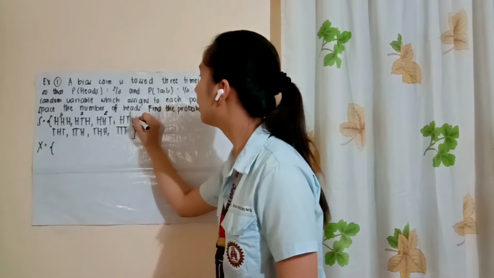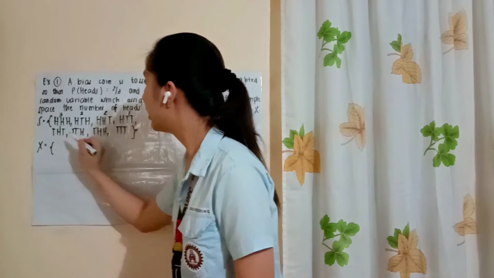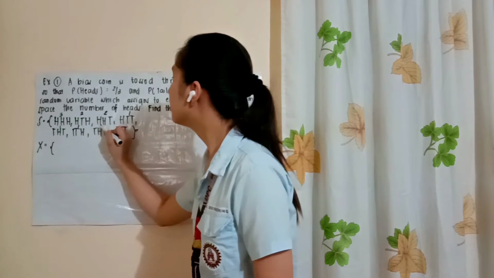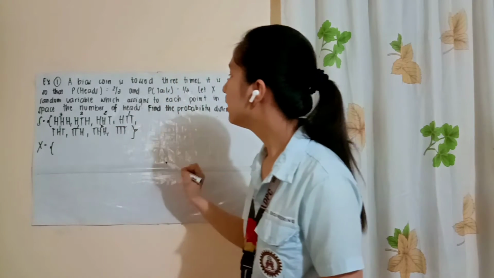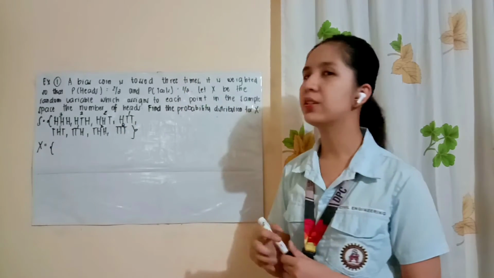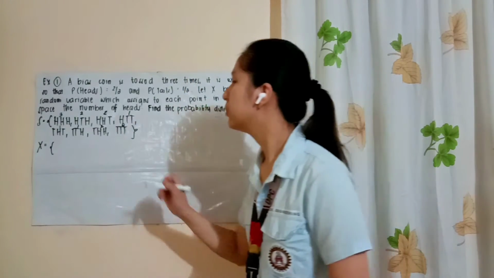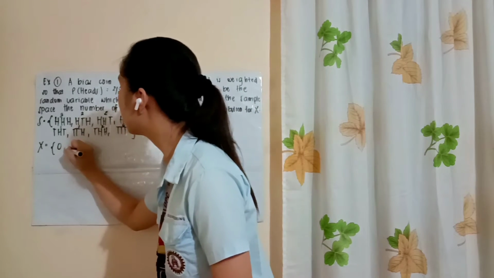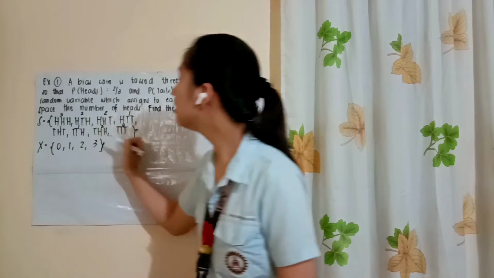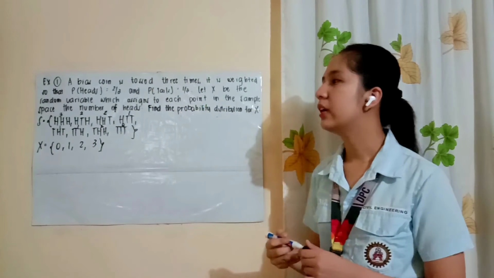In HTT, we have 1. In THT, we have 1. In TTH, we have 1. And then in THH, merong 2 head. And then dito sa TTT, merong 0 head. So, yan ay magiging values ng random variable natin. So, sulat lang natin, we have 0, 1, 2, and 3. So, meron tayong values for our random variable.